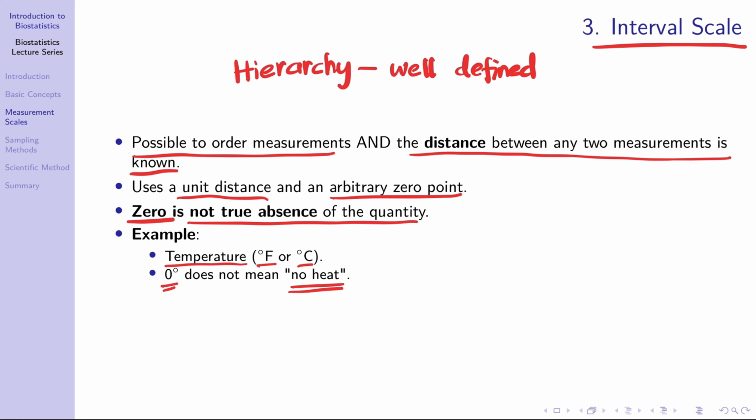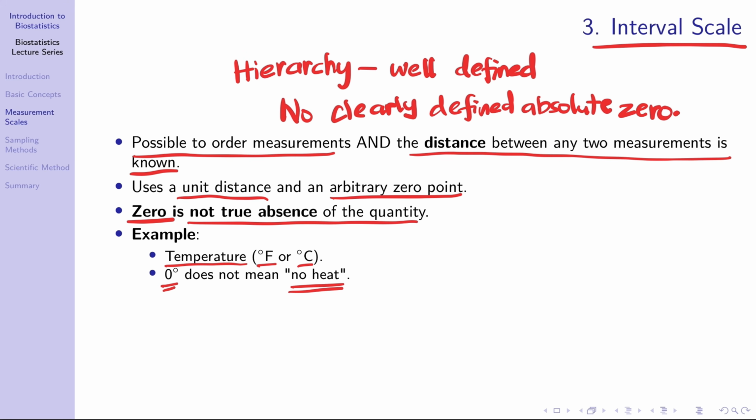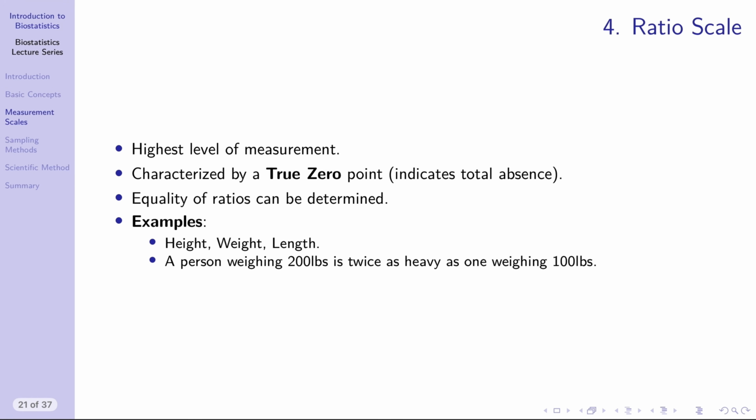So here the one flaw is there is no clearly defined absolute 0. Absolute 0 meaning the absence of a particular value. And the last one, which is the highest level of measurement, is generally characterized by a true 0 point, which means when you say a particular value is 0 on the ratio scale, it basically means that the quantity that we are measuring is totally absent.